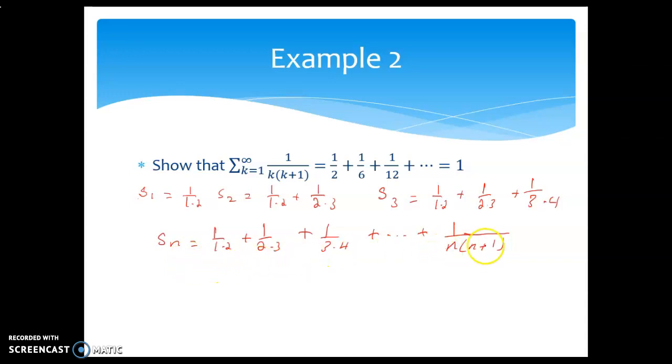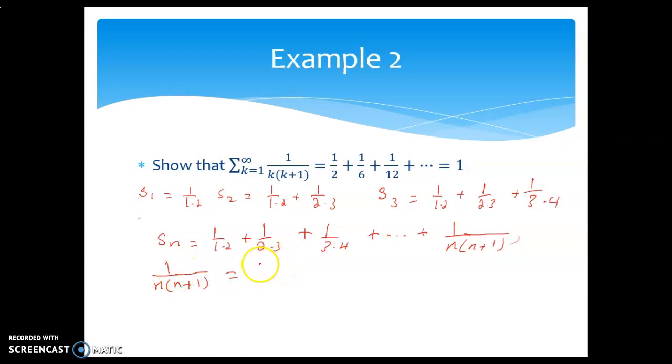Right now we're just going to take the nth term of this, so we're going to say 1 over n times (n plus 1).